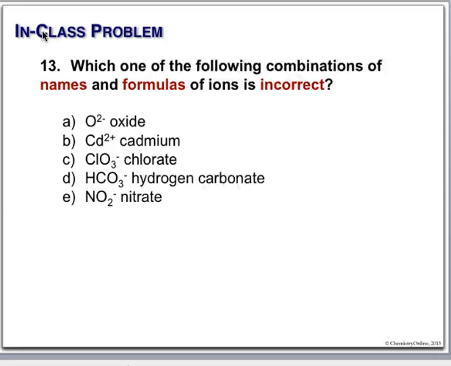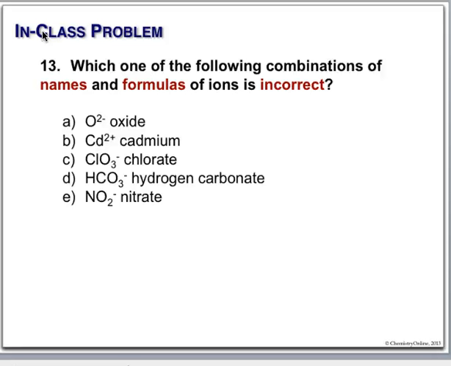All right, which of these is wrong? Oxygen is group 6. It's going to have a negative 2 charge, and we're going to call it oxide, correct? Cadmium is group 2. It will lose 2 electrons and become a dication. That's good. These are polyatomics. We know that the chlorine groups are all going to have a minus 1 charge. And so that's right. Chlorate, the parent, is ClO3. That's good.